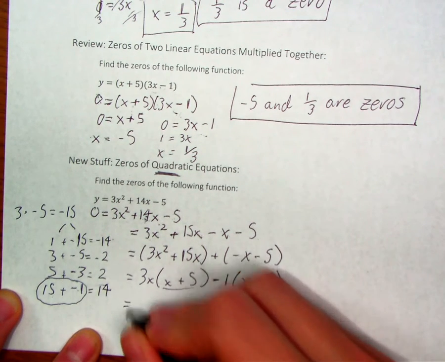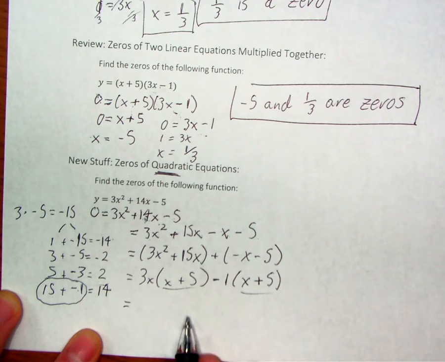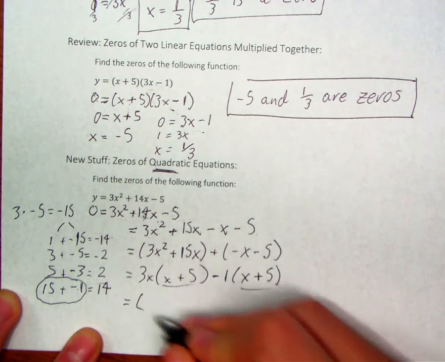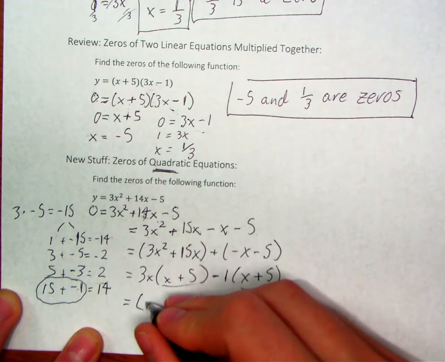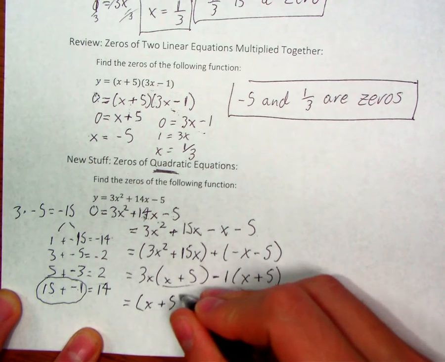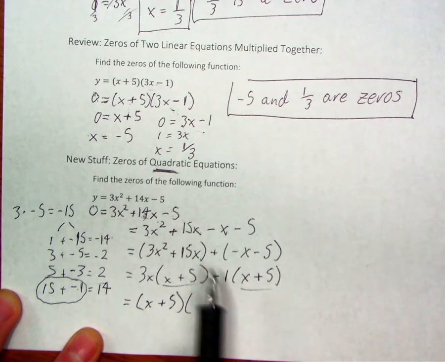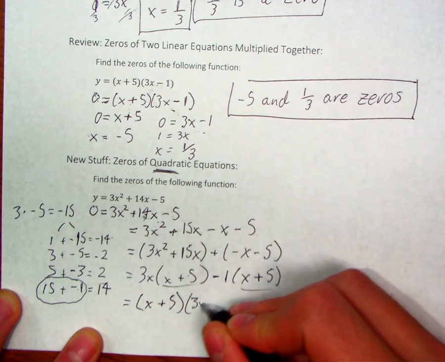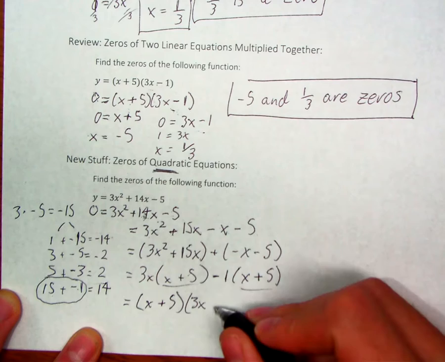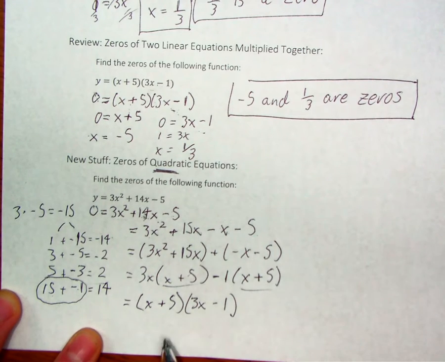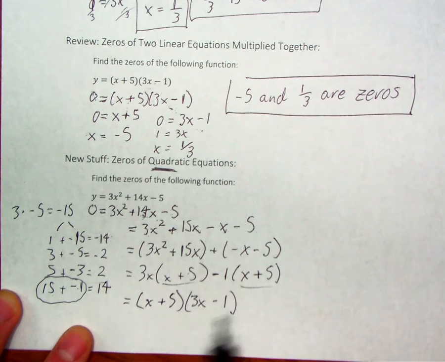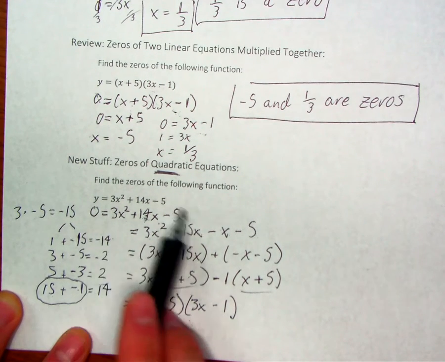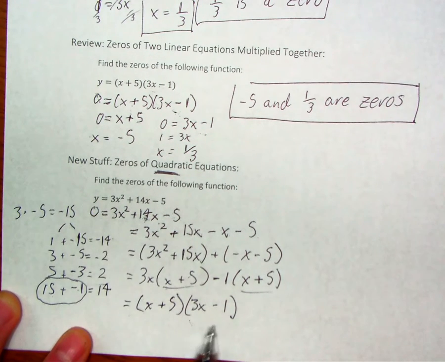I can anti-distribute. I can find that x plus 5 is the greatest common factor of both of these terms. So I'll write that to the outside here. Factor that out. And then if I factor out an x plus 5 from this group, I get 3x left. And if I factor out an x plus 5 from this group, I get a -1 left. Okay? So here's my factored quadratic equation. I took the quadratic equation and I factored it, and this is what I got.